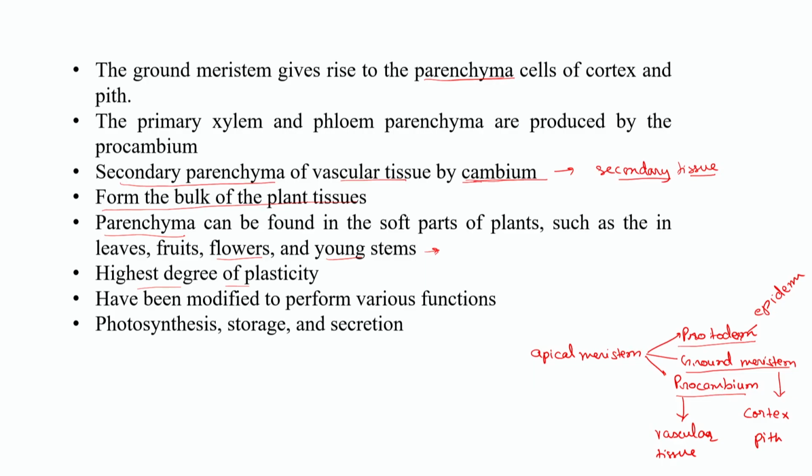Now, parenchymatous tissue has the highest degree of plasticity. That means it can take a lot of structures and a lot of functions. So, it can be modified to perform different types of work. Some important functions we will discuss in detail are photosynthesis, storage, and secretion. All these functions are also performed by parenchymatous tissue, apart from being the packing tissue or the filler tissue.